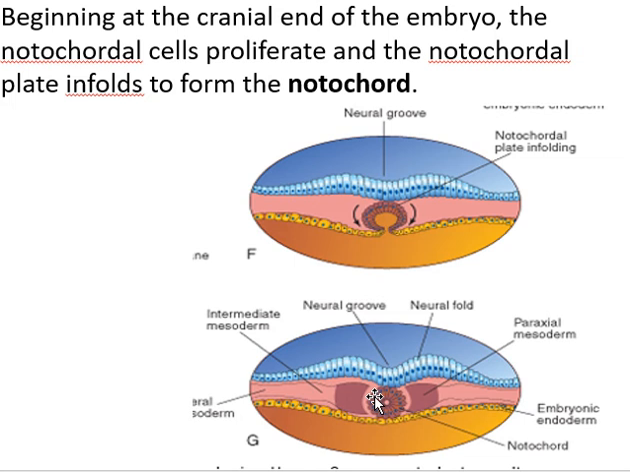With the formation of the solid cord, it will induce two structures, the ectoderm and the sclerotome of the somites. The overlying ectoderm will thicken to form the neural plate.